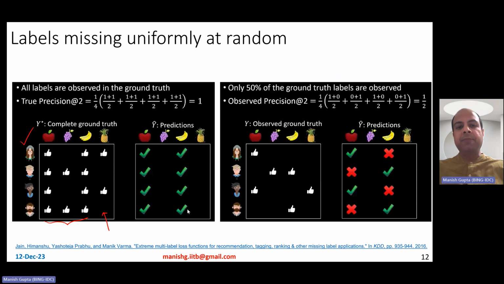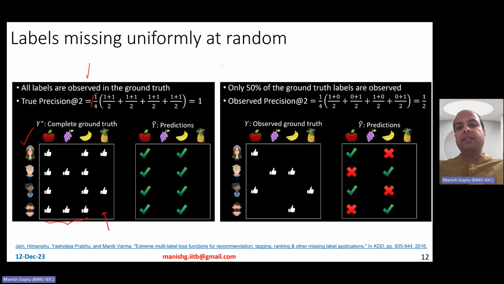Now, if I try to compute the precision in this case, let's say precision at 2. So two things were prescribed by the recommender, are they correct or not? I have to average it over all the users. There are 4 users, so 1 by 4. And then I have to care about the precision for each of those users. For the first user, she likes the apple and banana. So 1 plus 1 divided by 2. Both of them are correct. Similarly, for all of these 4 users, the predictions are all correct. So the precision is 1.